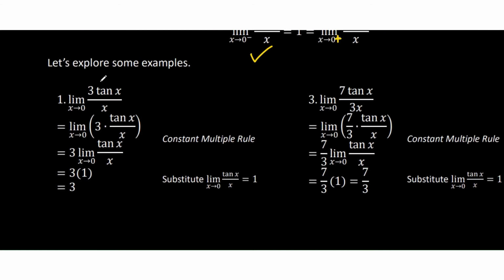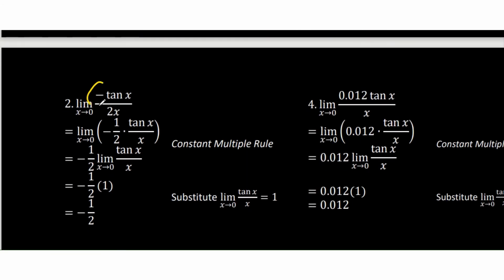Okay, let's have an example. Here, we can separate 3 so that tangent x over x as one quantity can now be expressed as a single value, 1. So 3 times 1 is 3. Another, if we have a negative sign here, it is understood that there is -1. Now we separate 2 in the denominator and are able to have only tangent x over x. So that will be negative 1/2 times the limit of tangent x over x as x approaches 0. The limit is negative 1/2. Just simply substitute tangent x over x, it will become 1.